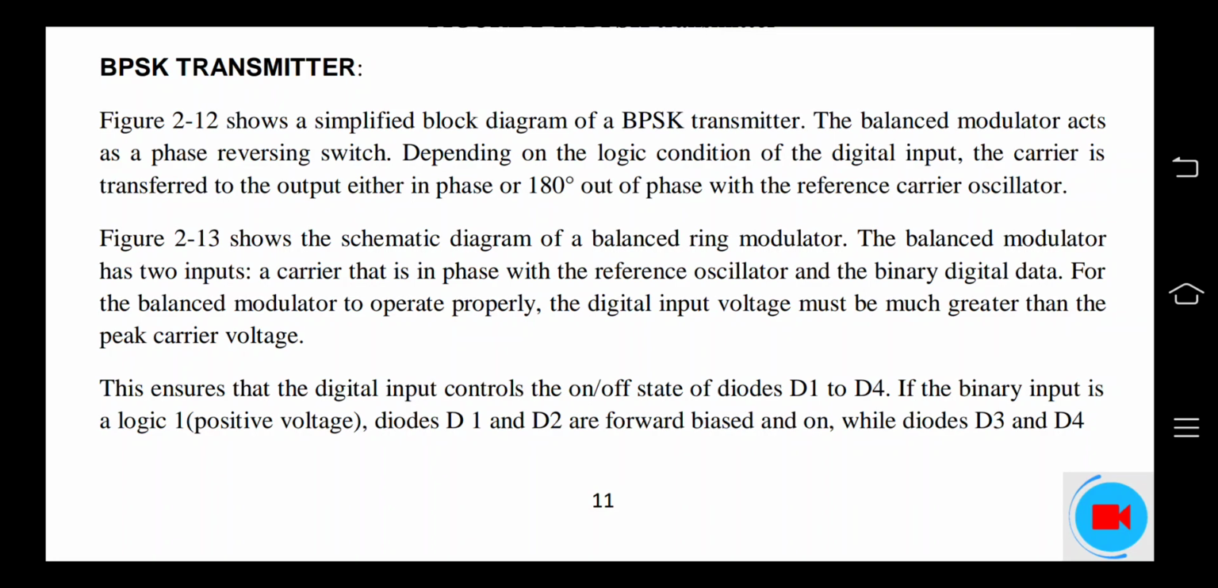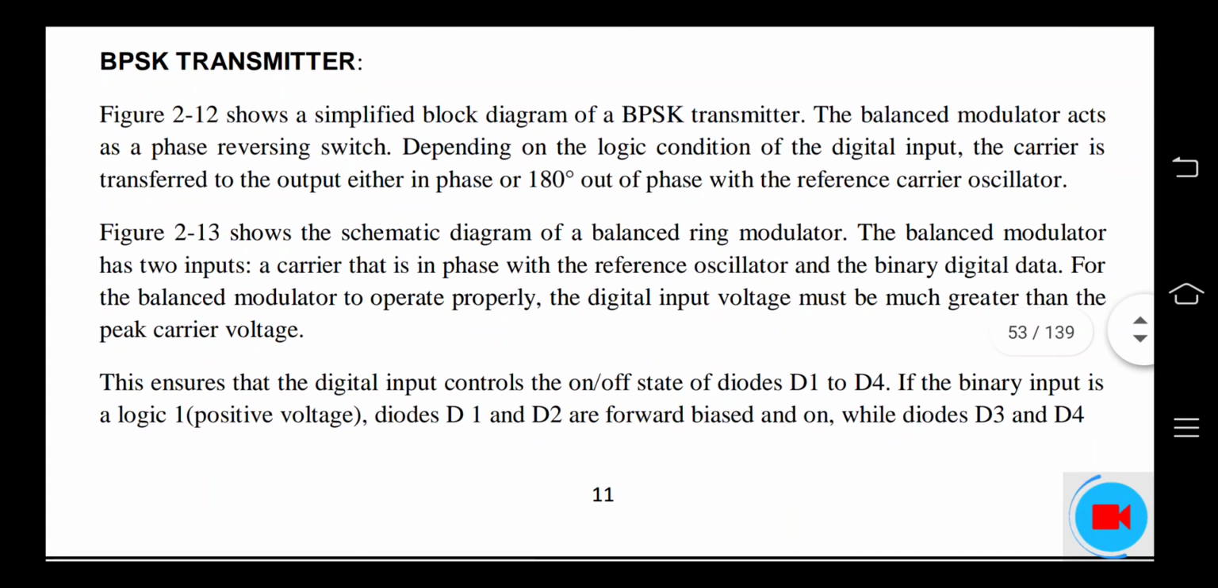Here we explain that the balanced modulator acts as a phase reversing switch. It acts as a phase reversing switch depending on the logic condition of the digital input. The carrier is transferred to the output either in phase or 180 degrees out of phase with the reference carrier oscillator. That means with the help of the oscillator signal it can deliver the input.